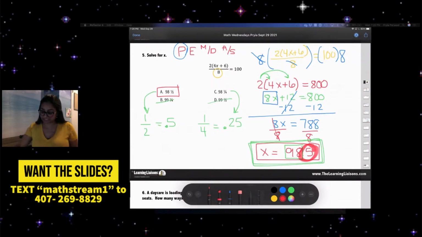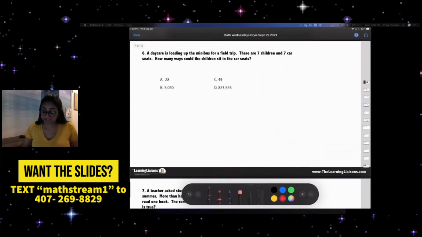All right, let's keep checking along. Number 6. Talking about a daycare, and they're loading up the minibus for a field trip. Okay, sounds like fun. Let's see what's going on. There are 7 children and 7 car seats, and they want to know how many ways could the children sit in the car seats. This sounds like a problem where I have to do some things, but some stuff matters as well.